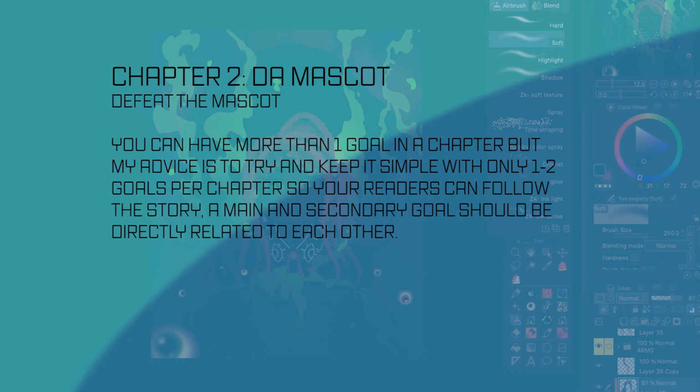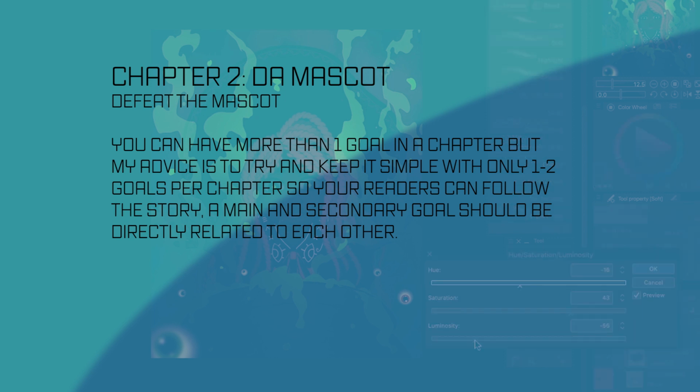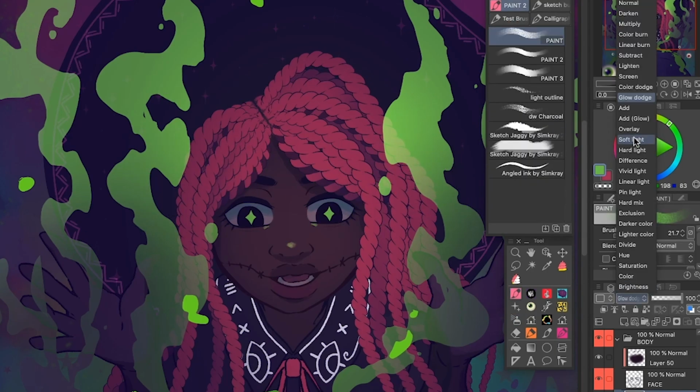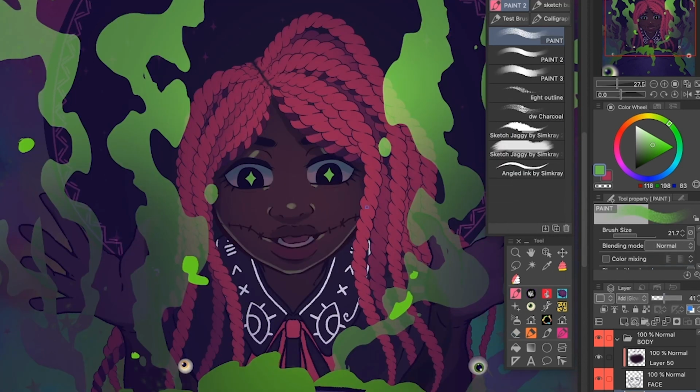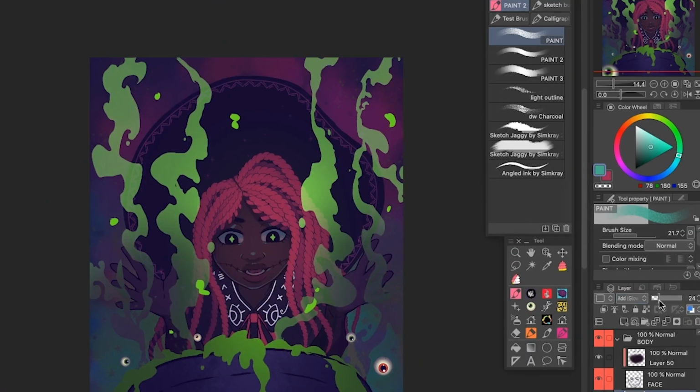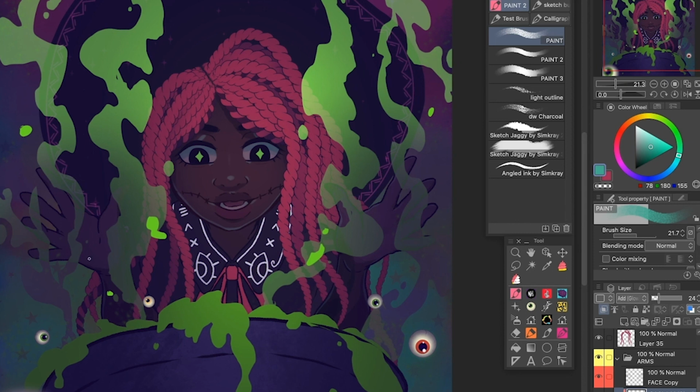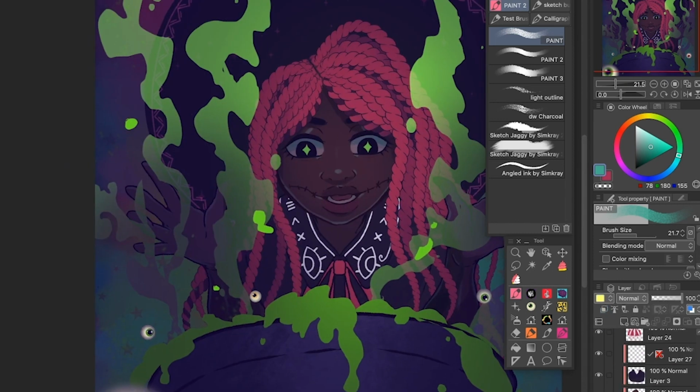Moving on, Chapter 2 is called The Mascot. Here, the main aim of the chapter is for the main characters to defeat the mascot monster. However, its secondary purpose is to establish a friendship between the 2 main characters who have just met, with the mascot taking on the role as the interruption and the main aim here.